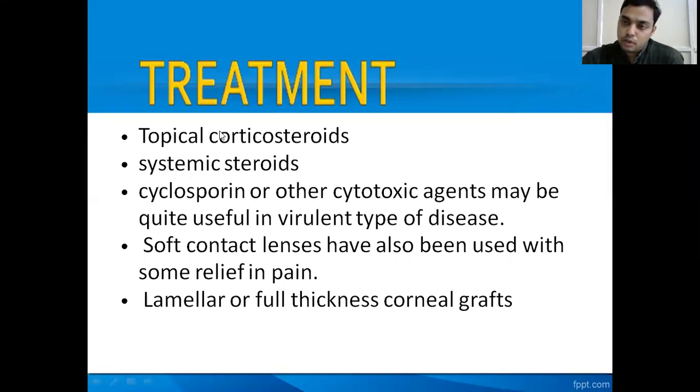Basically, it's an autoimmune disorder. There is an immunolysis of the epithelium by collagenolytic enzymes. And treatment is mainly by steroids. And the surgical approach is lamellar or full thickness corneal grafts.